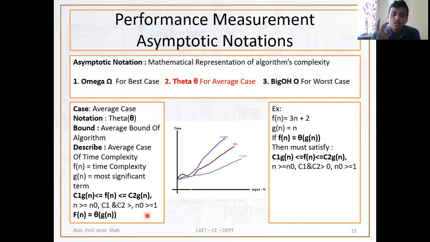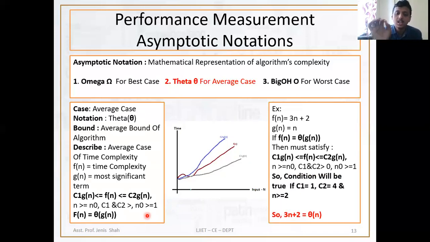So what we need to do? We need to find three things: the value of n, the value of C1, and the value of C2. The value of n should be greater than or equal to n0, and C1 and C2 are both greater than 0. See, here I am taking C1 as 1, C2 as 4, and n0 as 2, n greater than or equal to 2. Then this condition will be satisfied.